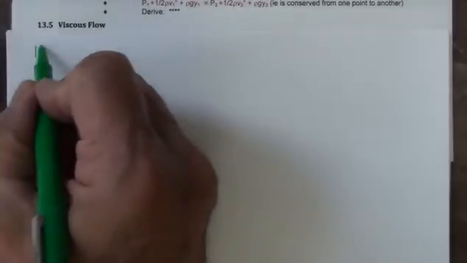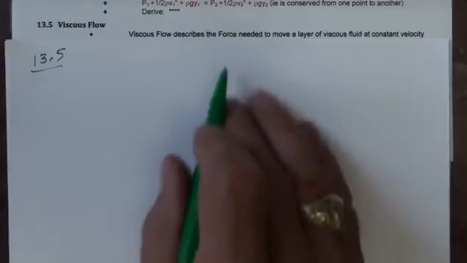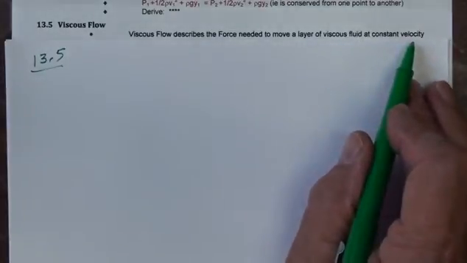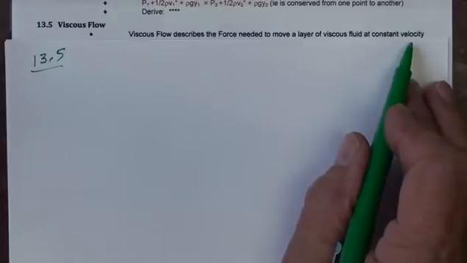This final section, 13.5, is on viscous flow, and this is the fifth section of our chapter on fluids. There are two equations that are extremely important in the study of viscous flow, and the first one is really the equation that defines viscosity. We define our viscosity as the force that's needed to keep a moving layer of this viscous fluid moving at a constant velocity.